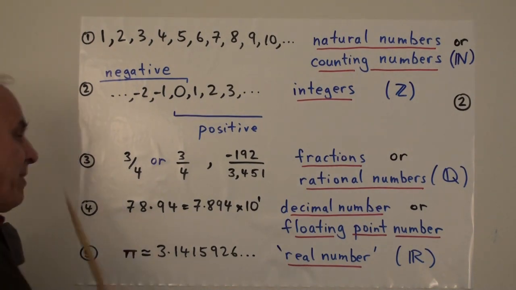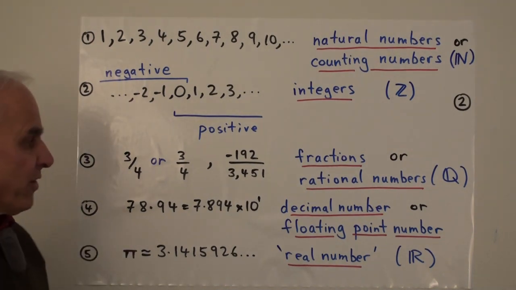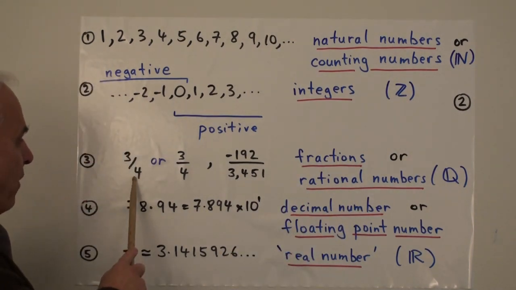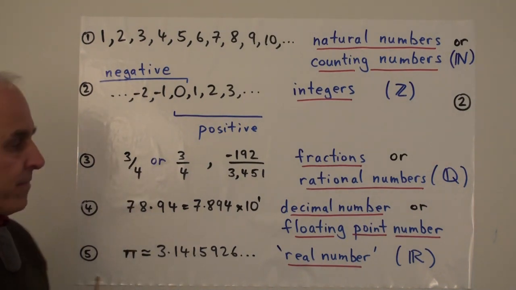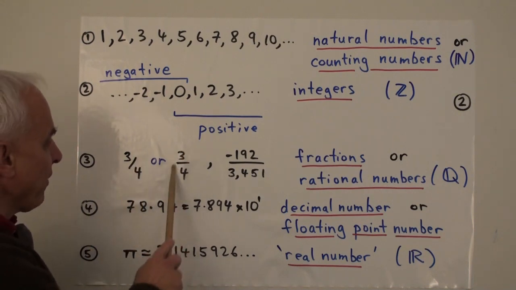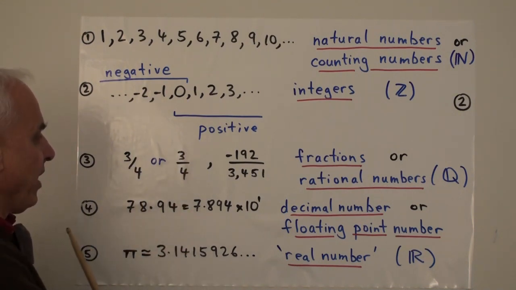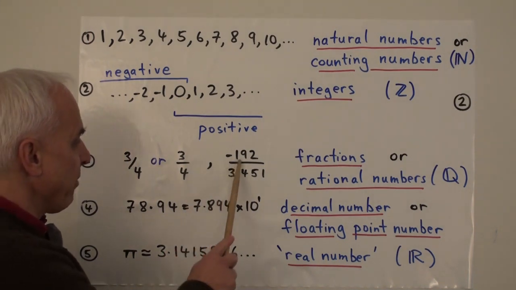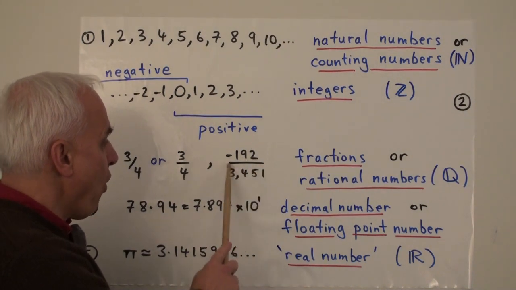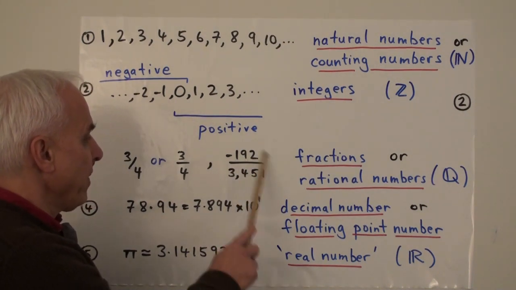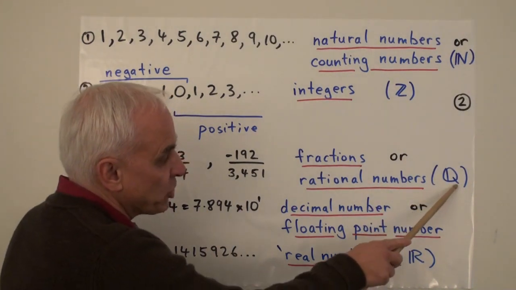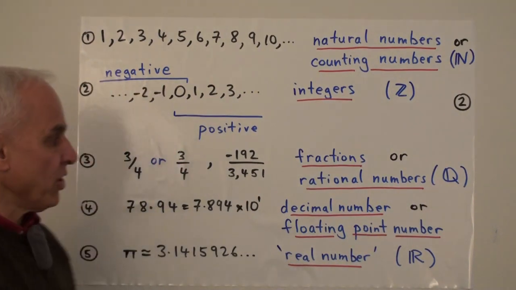The next numbers that one learns about in primary school are fractions, or rational numbers. Things like 3/4, or 3/4. And sometimes we use this symbol with a slanted bar, but probably more likely you're going to see 3/4 written this way. It's especially true when the numbers are bigger. For example, here, -192 over 3,451. That's a fraction. And our quick symbol for the rational numbers is this bold Q.